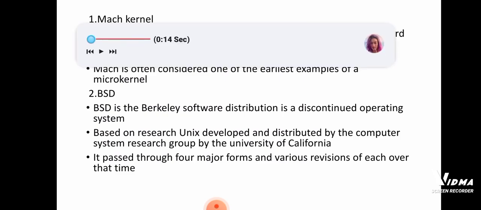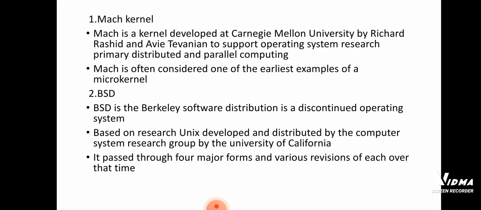Second one, BSD, Berkeley Software Distribution. It is a discontinued operating system based on Unix, developed and distributed by the Computer Systems Research Group at the University of California. It passed through 4 major forms and various revisions of each over that time.